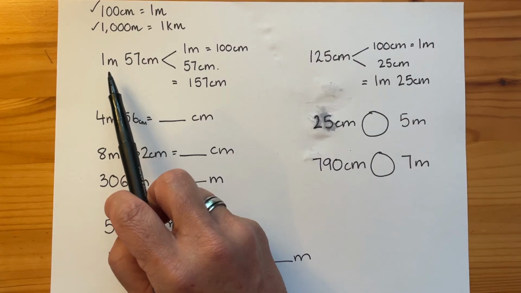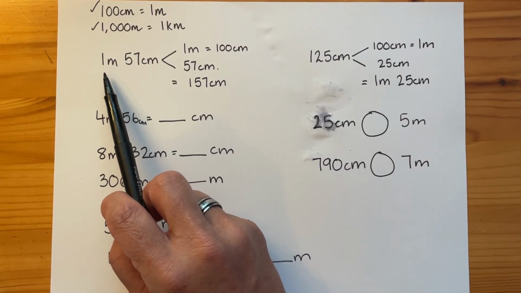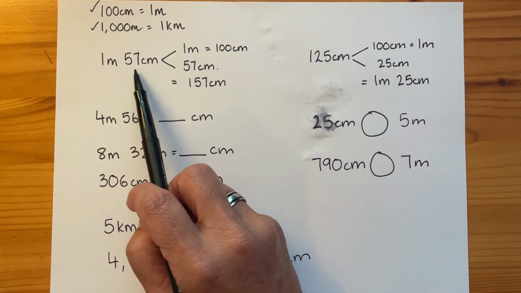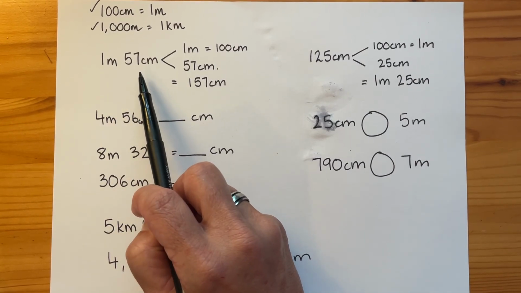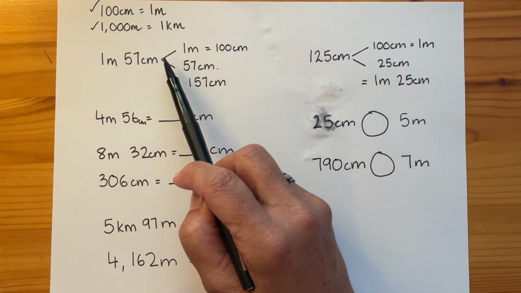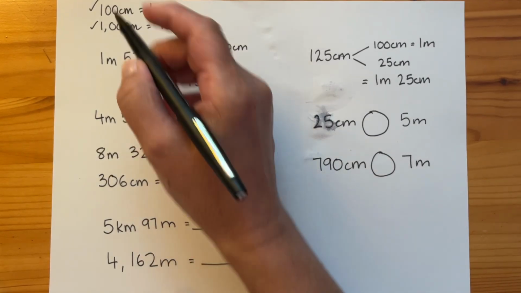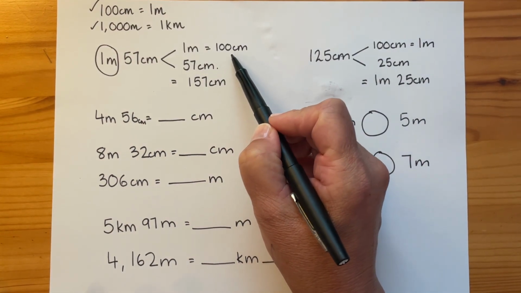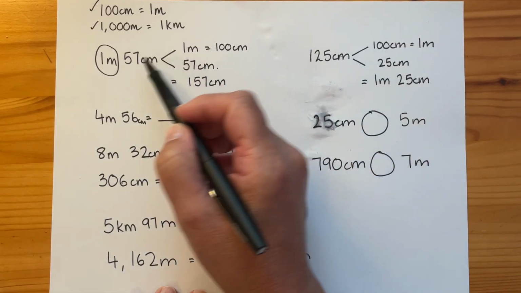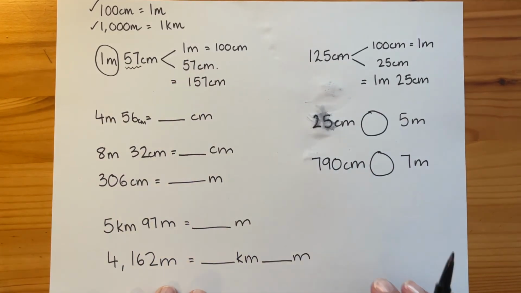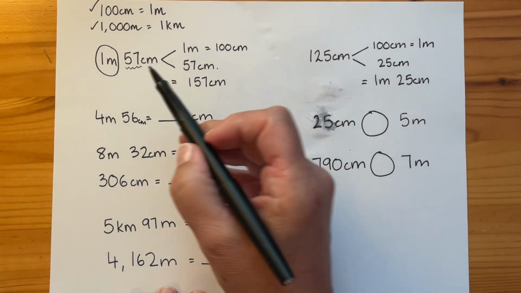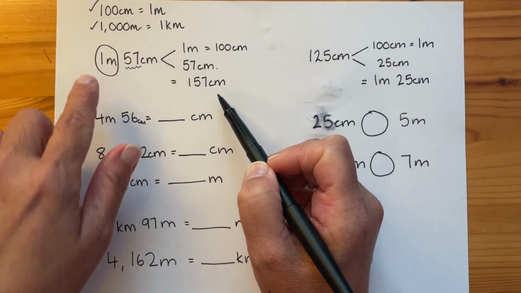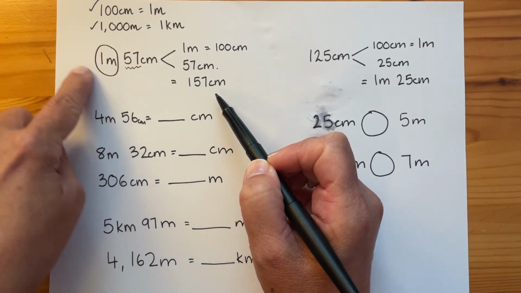So when we're looking at measurement for meters and centimeters, what you do need to understand is that if you have a meter and 57 centimeters, let's say something is 1 meter 57 centimeters long, then we can break that into parts, right? So this part right here, the 1 meter, is the same as 100 centimeters, because we know 100 centimeters is in 1 meter. And we have 57 centimeters left over. So that would mean that 1 meter 57 centimeters is the same as 157 centimeters. So you do need to try to understand what these numbers mean.